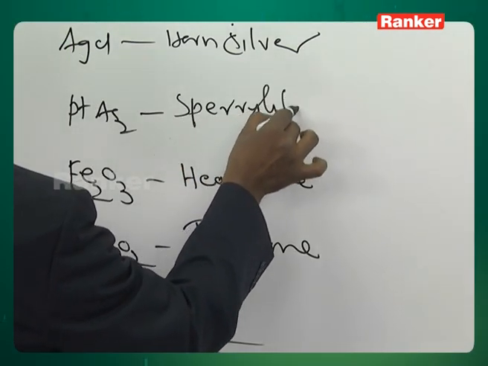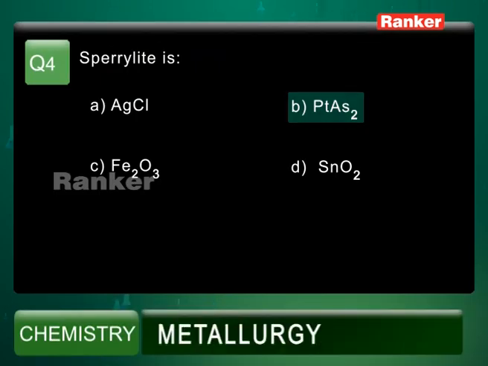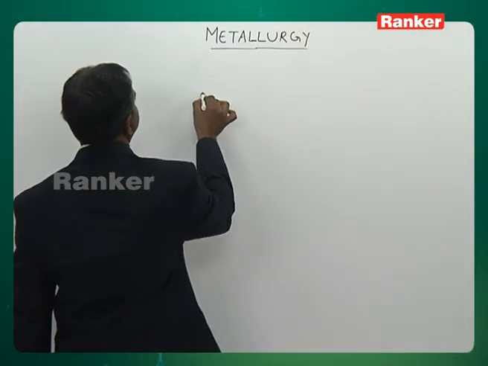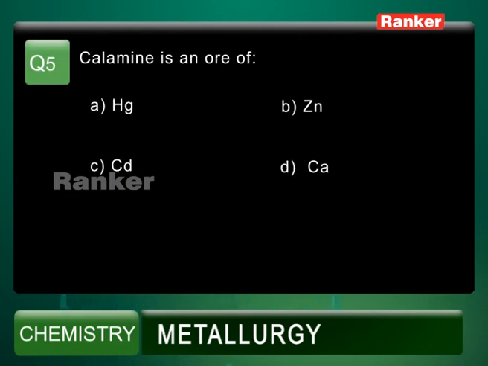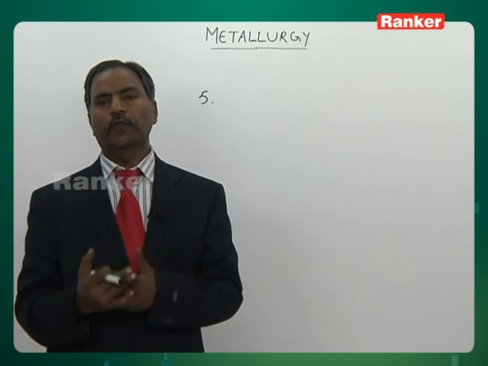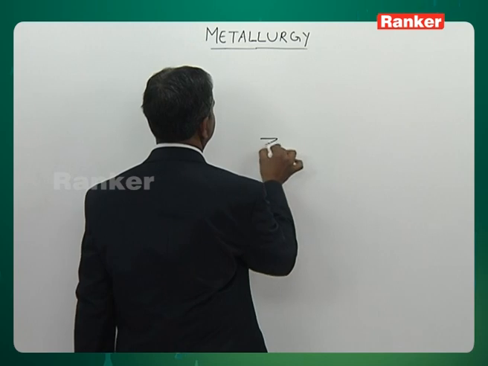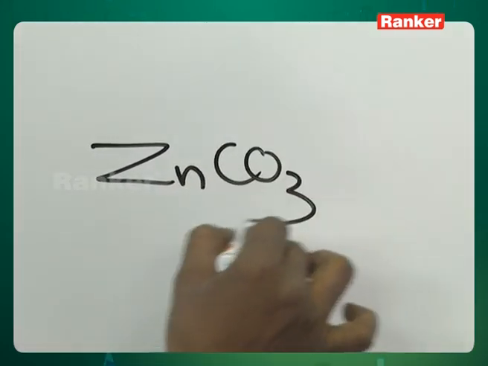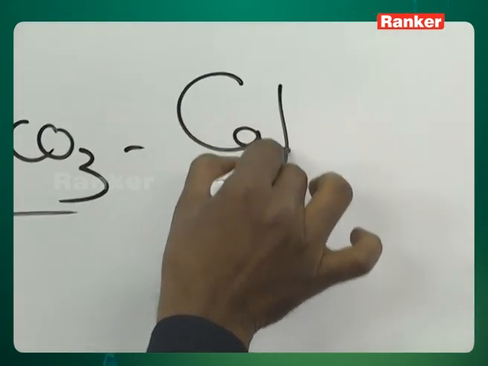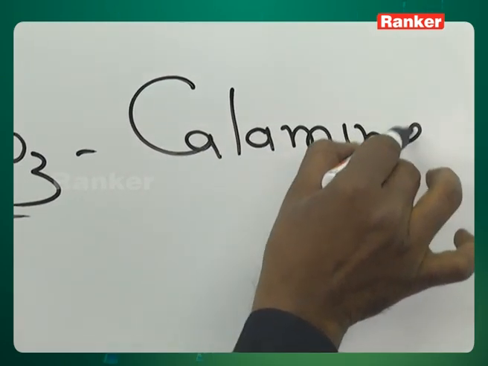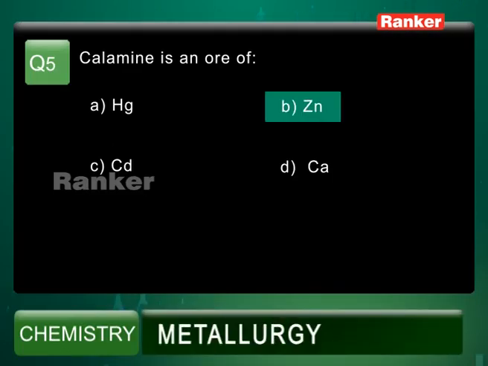Question number 5, calamine is an ore of: mercury, zinc, cadmium, calcium. Calamine, you might be remembering, is one of the carbonate ores of zinc. Zinc carbonate is known as calamine. So, for question number 5, the answer is B.